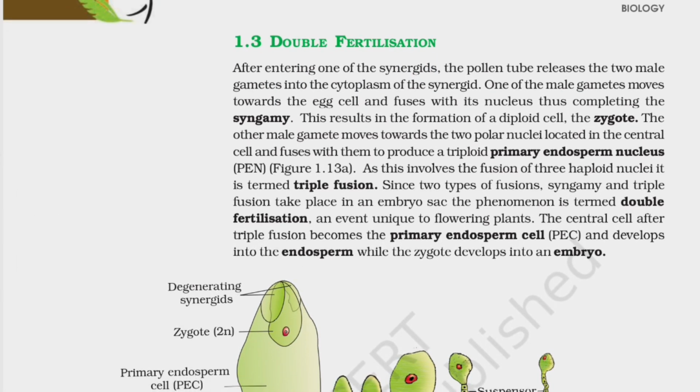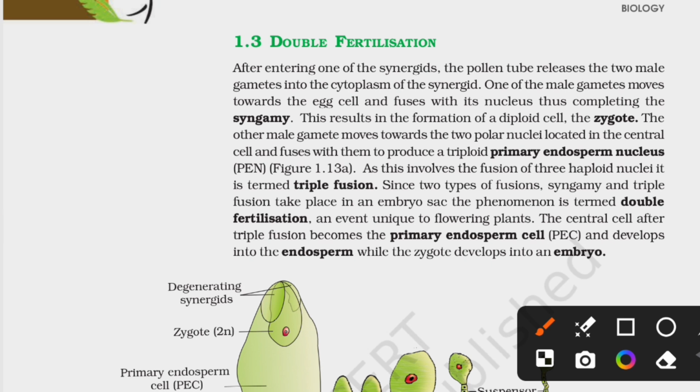Double fertilization. After entering one of the synergids, the pollen tube releases the two male gametes into the cytoplasm of the synergid. One of the male gametes moves toward the egg and fuses with its nucleus, thus completing the syngamy. This results in the formation of a diploid cell, the zygote. The other male gamete moves toward the two polar nuclei located in the central cell and fuses with them to produce a triploid primary endosperm nucleus. As this involves a fusion of three haploid nuclei, it is termed triple fusion.